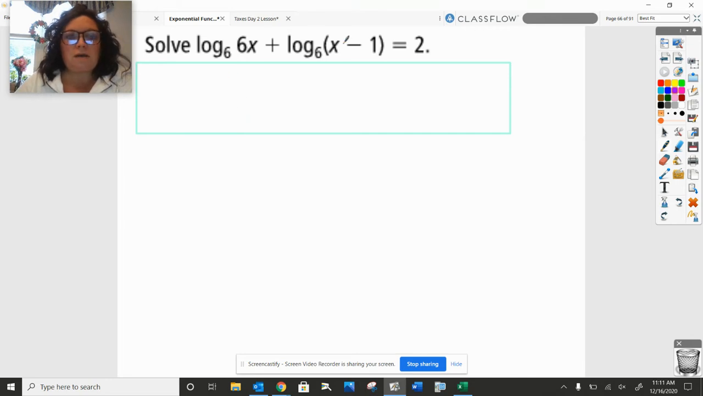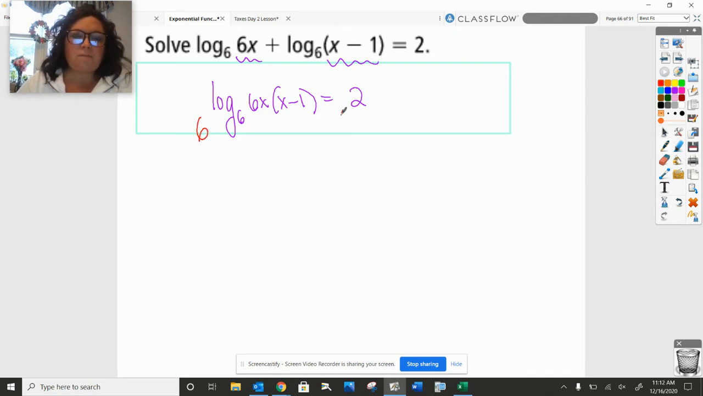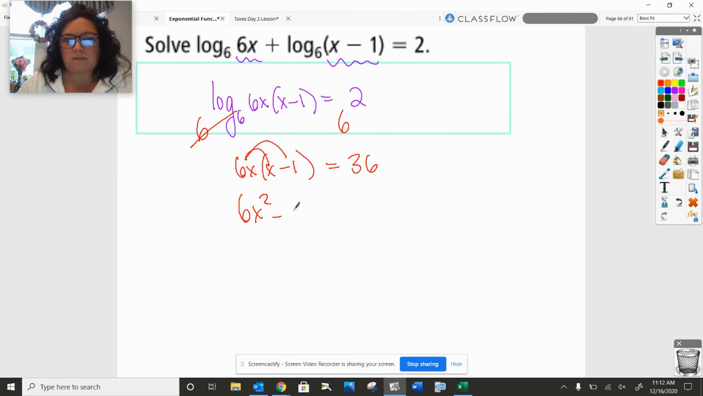So I notice I have 2 logs on the left. It's addition of logs. So in order to make that a single logarithm, I'm going to multiply these 2 pieces together to make it one single log, just like we did in the previous problem. Now, in order to get these x's out of the logarithm, I need to do a base of each side that will be the inverse of doing log base 6, which is doing base 6. So if I do base 6 on that side, I get 6x times x minus 1 equals 6 squared, which is 36. Distribute. 6x squared minus 6x equals 36.